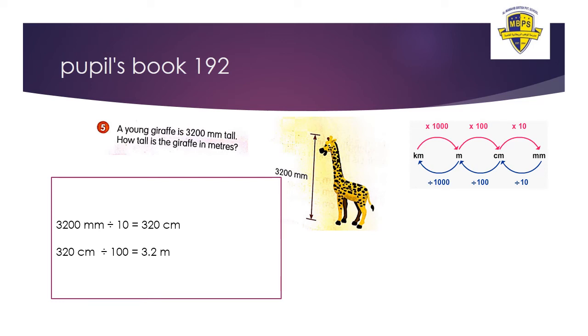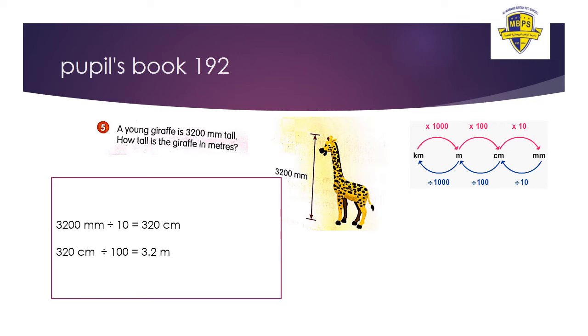Okay, the first step, 3,200 millimeters. Now we want to convert it to centimeters first, then to meters. To convert it to centimeters, divide by 10. Excellent. So 3,200 divided by 10. We cross the 0 of 10 with a 0 from 3,200. So the answer is 320 centimeters.